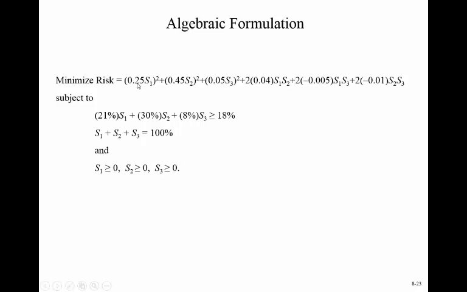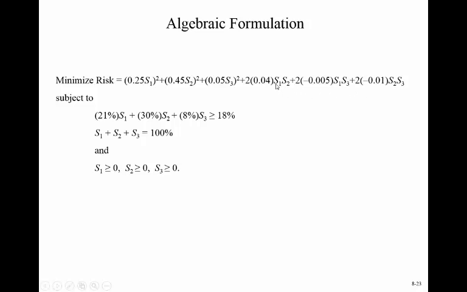So the first three terms are straight-up measures of variance, a function of the standard deviation of the securities as well as the amount of your portfolio you're putting in there. The last three expressions are all the covariance ones.